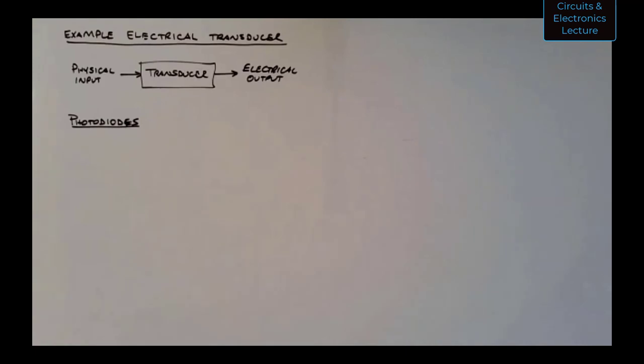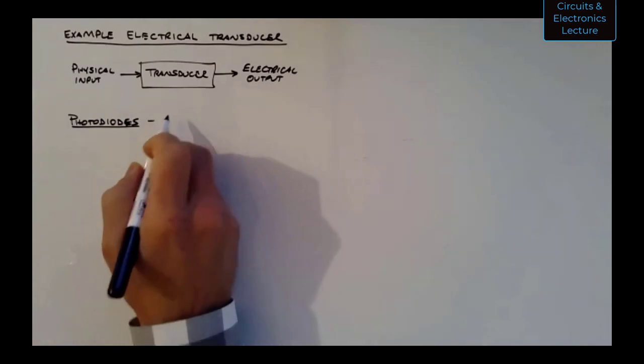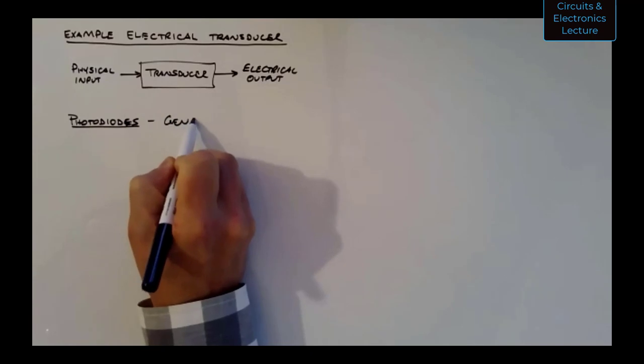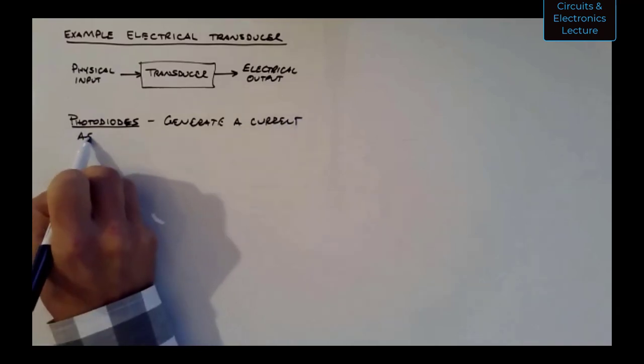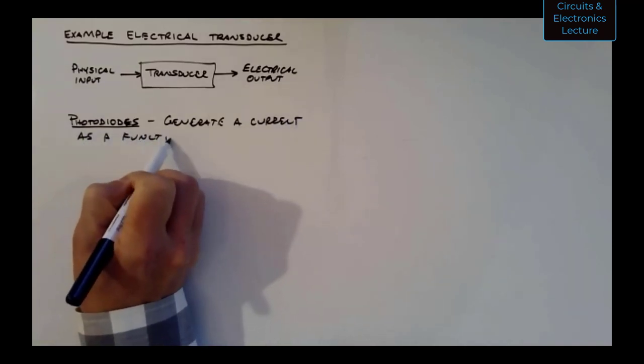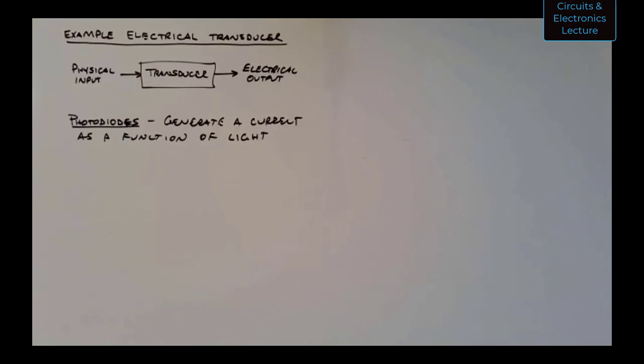So let's talk about photodiodes. Photodiodes, in general, generate a current as a function of light. Okay, so that's their function. And it's actually the light that strikes their active area. It's a diode. It has a window to its active area, actually its depletion region, and it generates a current that is a function of the intensity of light impinging on that active area.